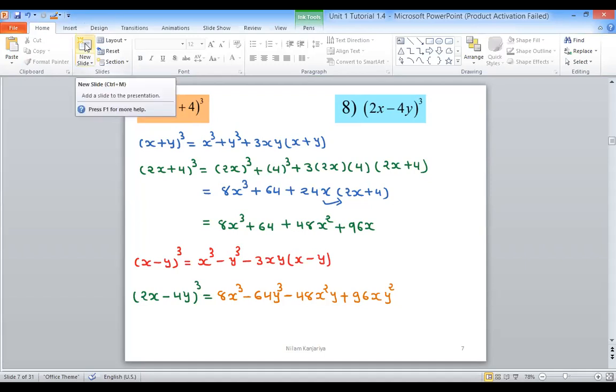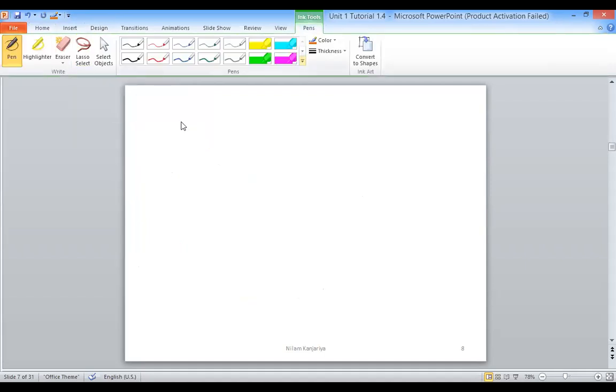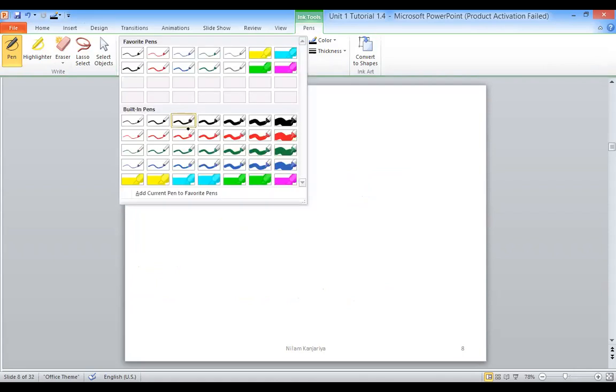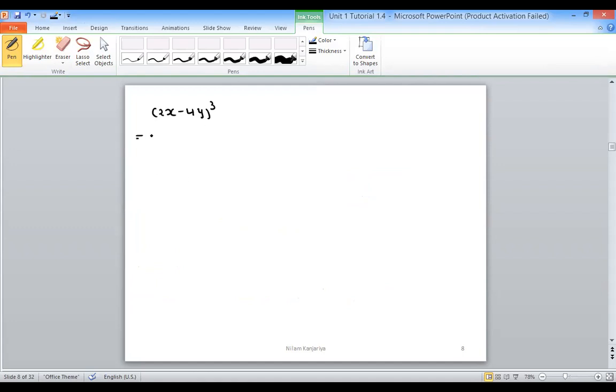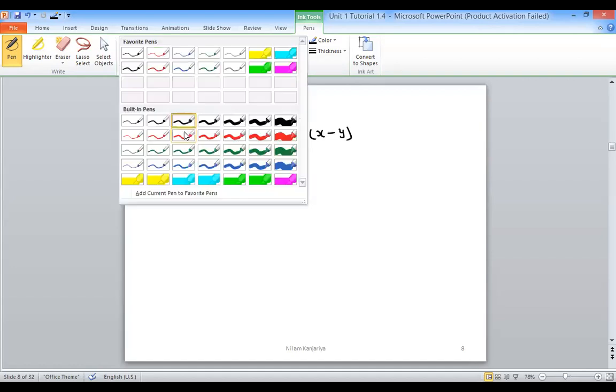Look at all this. 2x minus 4y whole cube. I apply the minus quantity. But students, you remember I told you, I always use the positive identities in my mind, not the negative identities. But you can use the negative, no problem. Apply here: x cube, y cube, this is 3xy and x minus y. Let me apply here, what happens?